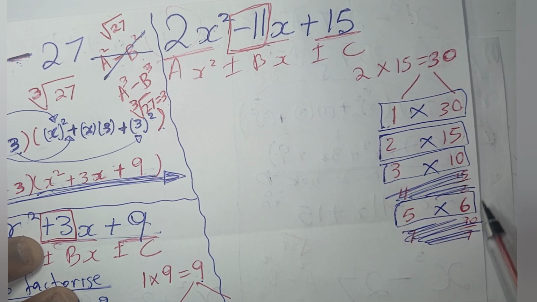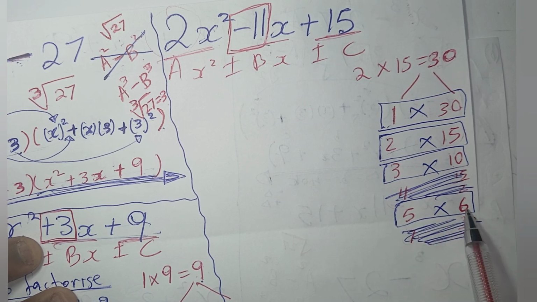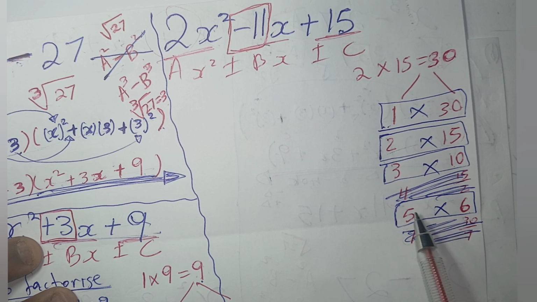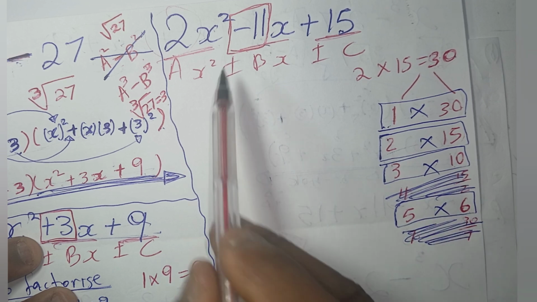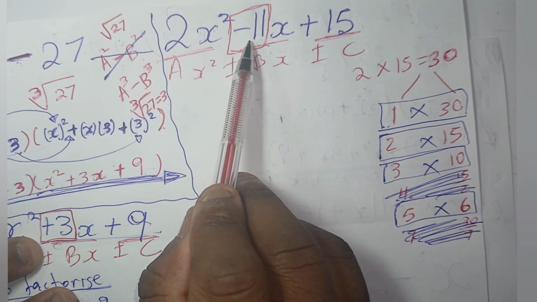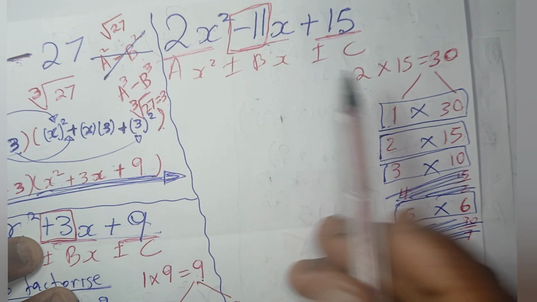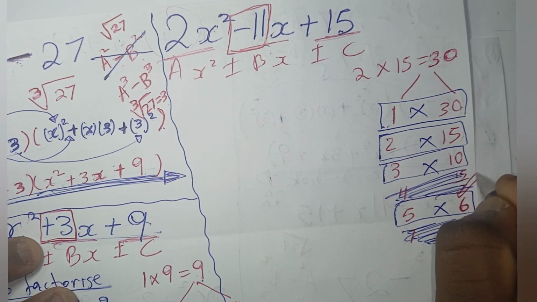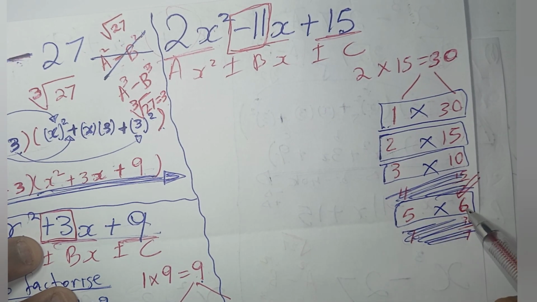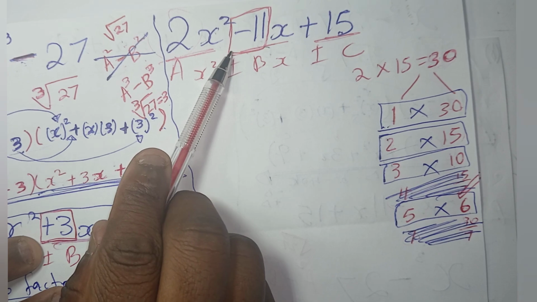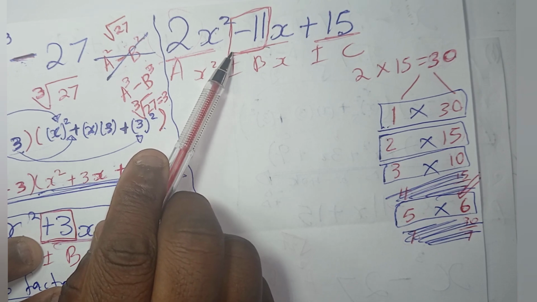Do you understand? But if you try this one now, if you subtract these factors, you'll get 1. But if you add them, you'll get 11. So these ones are the factors. When you add or subtract, they will give you the middle term. Do you understand?